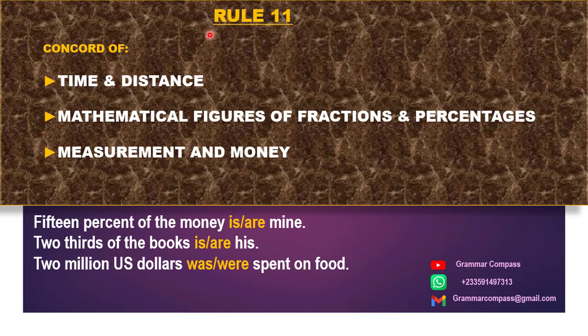Rule number 11. Concord of time and distance, mathematical figures of fractions and percentages, measurement and money. When these occur in the subject slots, what verb are you going to select? Let's delve straight into the lesson. Concord of time and distance.